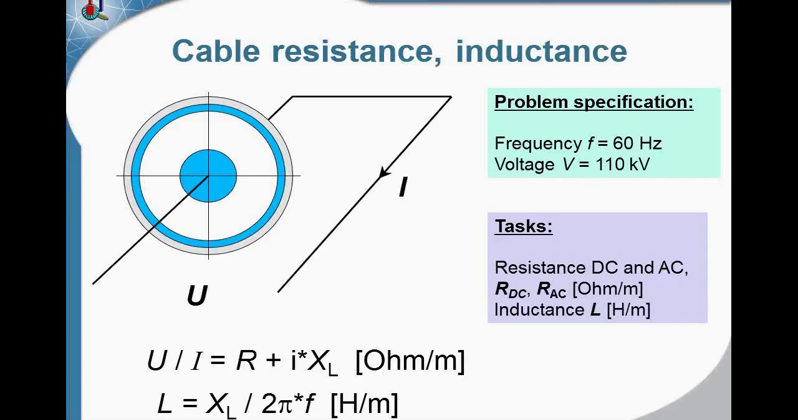Now the next task is to calculate the cable resistance at direct and alternating current. Cable resistance at direct current is a purely geometrical parameter. It depends on cable cross section and on the cable length, and of course on the material electric conductivity. Cable resistance at alternating current depends also on the frequency, because at the AC current the eddy currents are induced in the cable shielding and in the cable conductor, and these currents affect the resistance value.